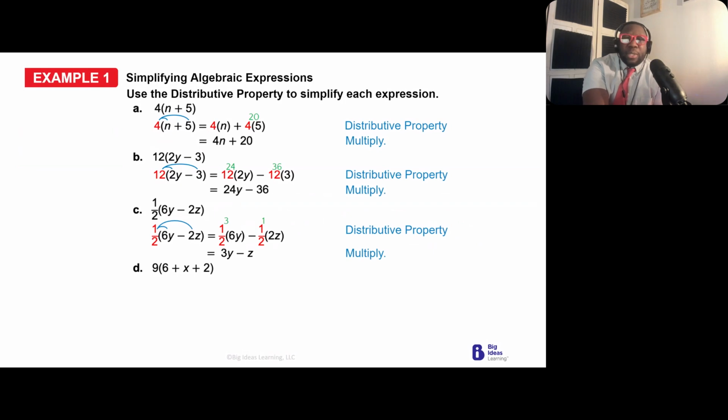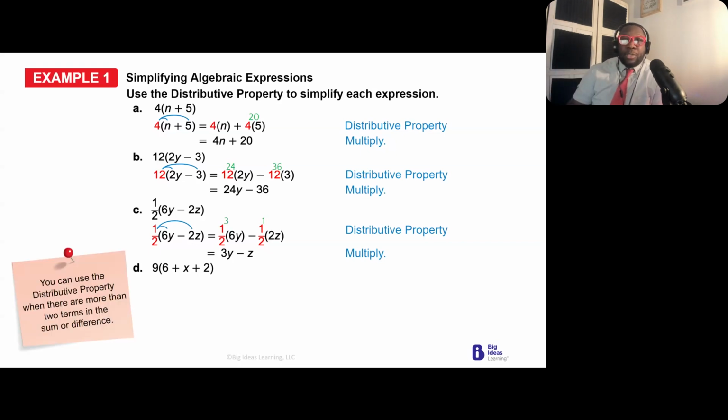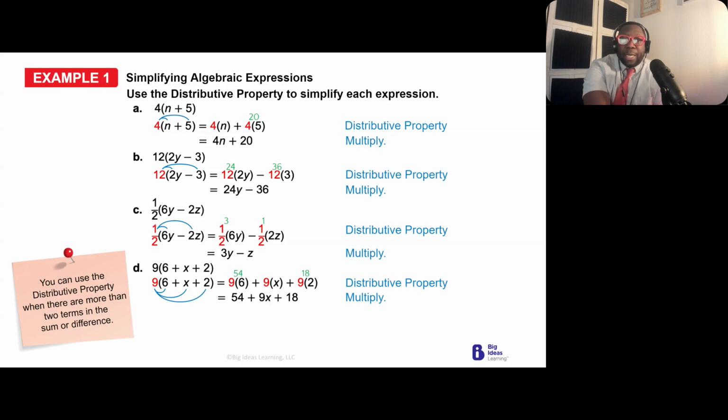Now, when we look at D, what's different about D? We see with D that there are 3 terms in the parentheses. Does that change the distributive property? It most certainly does not. We're still going to multiply that 9 to each of the terms inside the parentheses. So 9 times 6, 9 times x, and 9 times 2. So we're going to get 54, 18, and 9x.